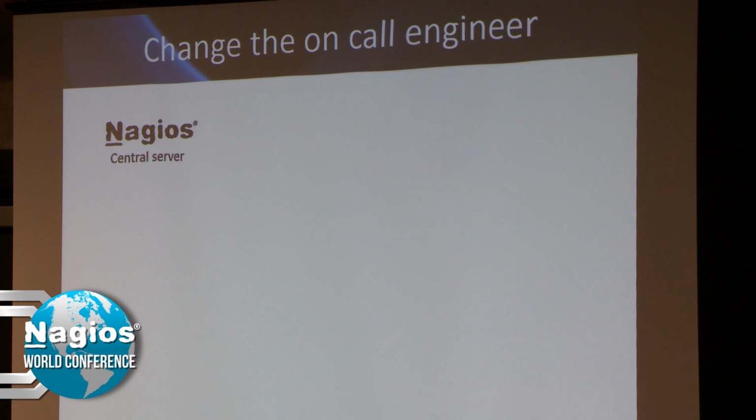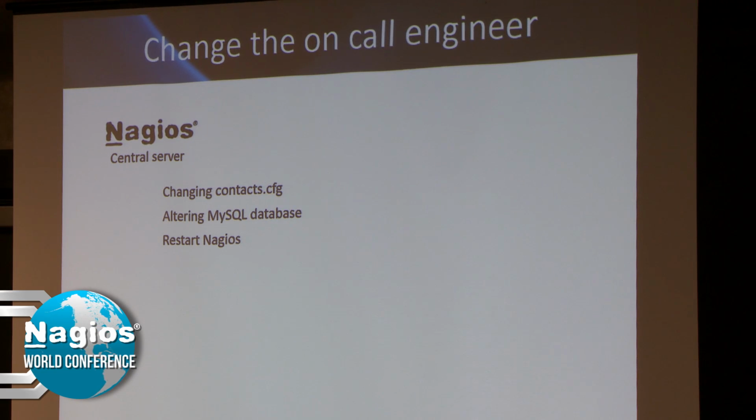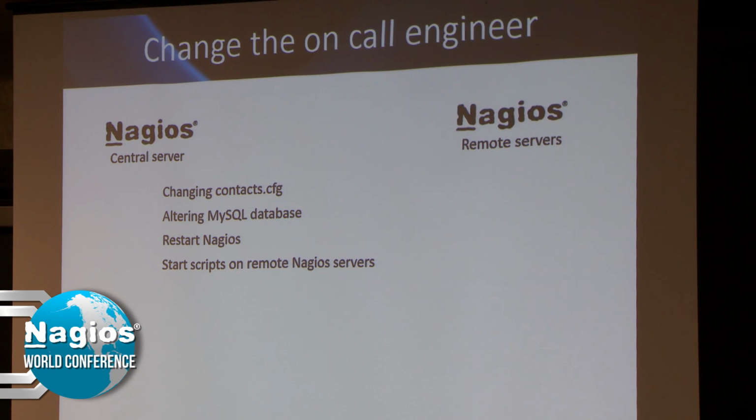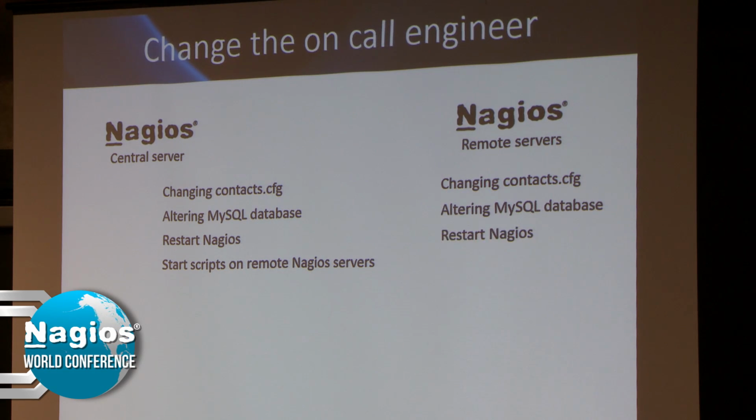What happens then? Central server, changing contacts, altering the MySQL, restart Nagios, start scripts on the remote servers. On the remote servers also change it, alter it, restart, and send out the text message.